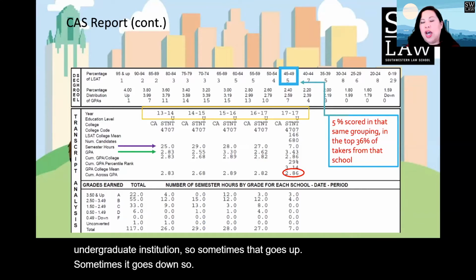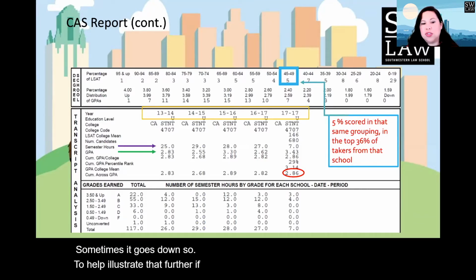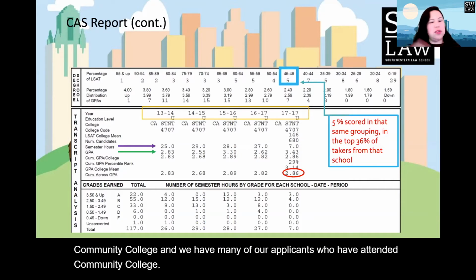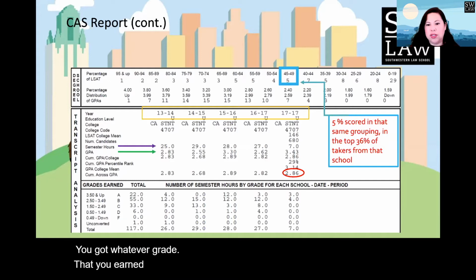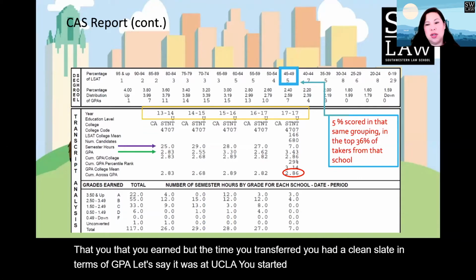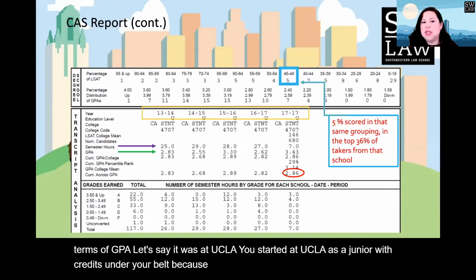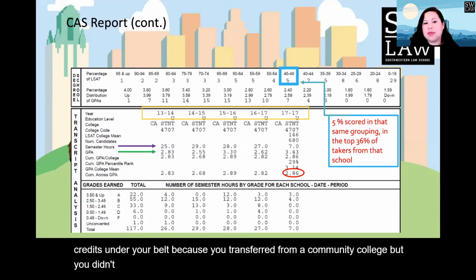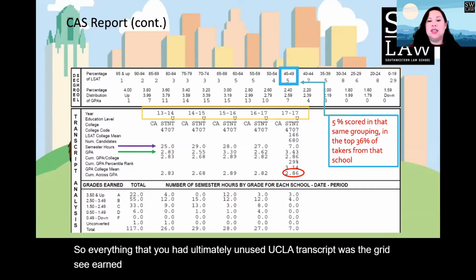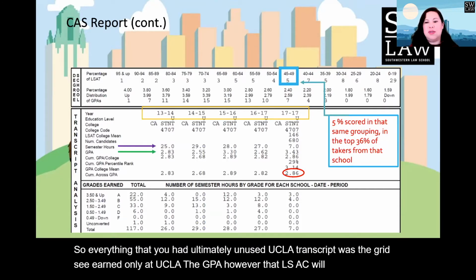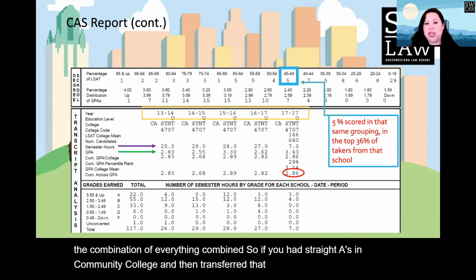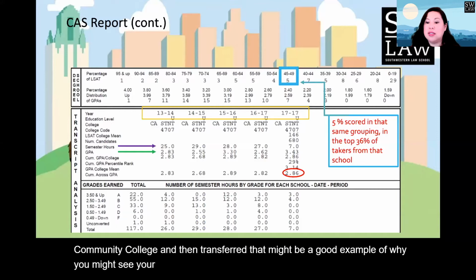To help illustrate that further, say you transferred from community college, and we have many applicants who have attended community college. You got whatever grades you earned, and by the time you transferred, you had a clean slate in terms of GPA. Let's say it was at UCLA. You started at UCLA as a junior with credits under your belt because you transferred, but you didn't have any grades. So everything on your UCLA transcript was the grades that you earned only at UCLA. The GPA that LSAC will be calculating, however, is the combination of everything. So if you had straight A's in community college and then transferred, that might be a good example of why your LSAC combined GPA would be increased.